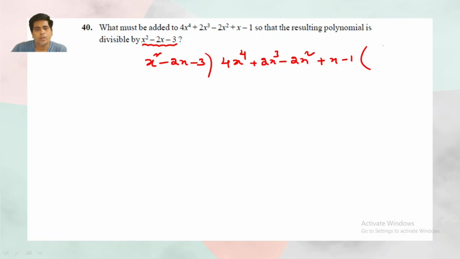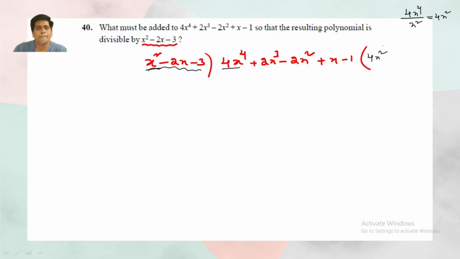So always first term by first term. That is clearly 4x power 4 divided with x square. Clearly what you are getting is 4x square. So I am using 4x square here. This whole trinomial you have to multiply with 4x square. In the quotient we have got 4x square, so all these three terms you have to multiply with 4x square every time.